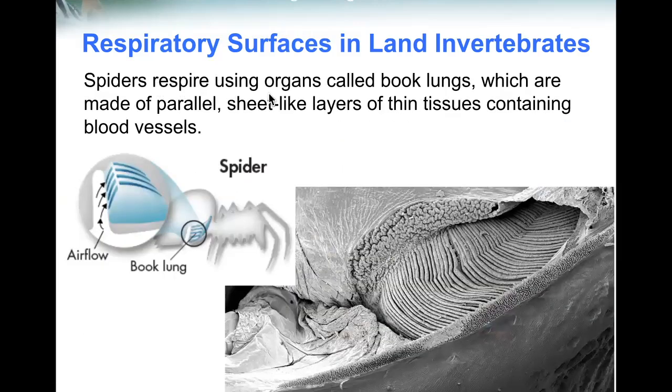Spiders respire using organs called book lungs, which are made of parallel sheet-like layers of thin tissues containing blood vessels. On the spider body, there are book lungs underneath. Airflow goes past them and exchanges oxygen for carbon dioxide.